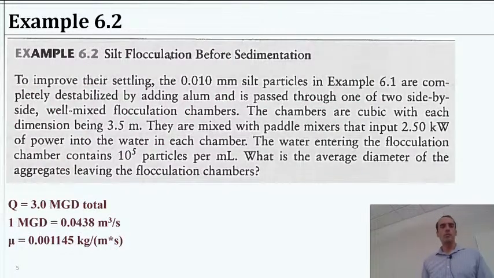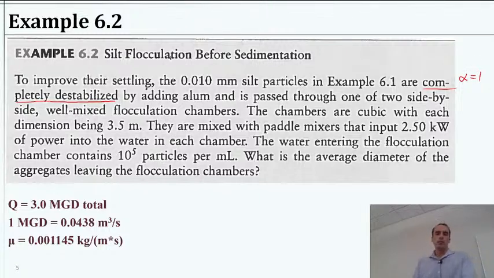Okay, so let's put it to practice. It's an example following from the last one we did. This is 6.2. It says to improve their settling, the 0.01 millimeter silt particles in that previous example are completely destabilized. That's a key word there. So complete destabilization, that's meaning that collision efficiency is going to be perfect. Right, so right there, I'm going to say collision efficiency should be 1.